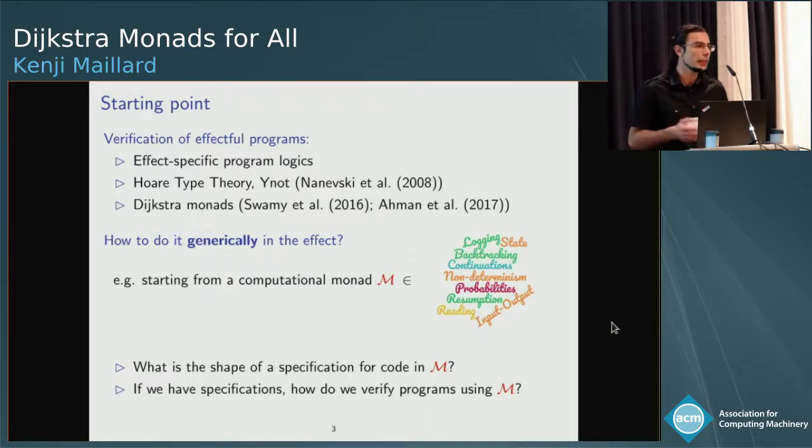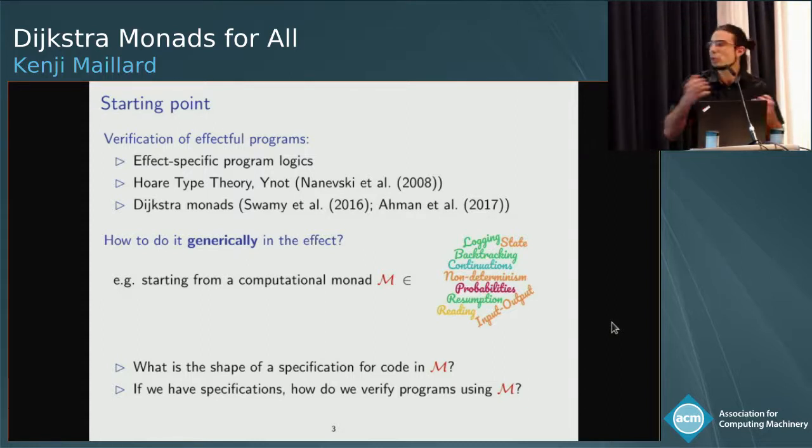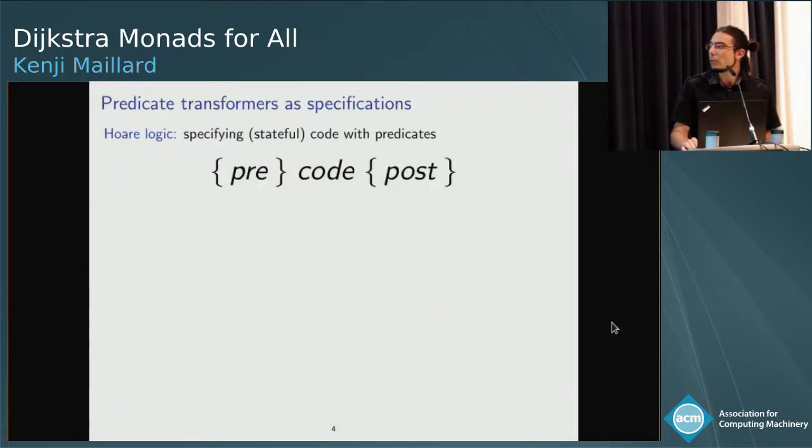And when we are considering a general computational monad M taken out of this set of effects, the questions that we need to face are: what is the shape of specification, and how do we actually verify programs if we have some notion of specification for programs in M? So let's go back to the beginnings. Hoare logic. With Hoare logic, we specify programs with a pair of a precondition and a postcondition.